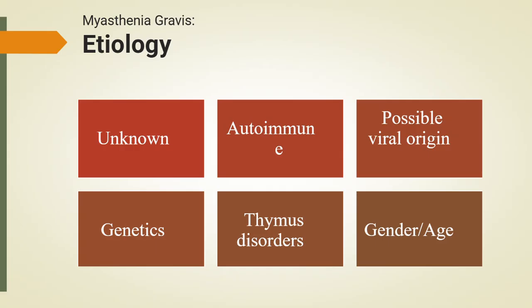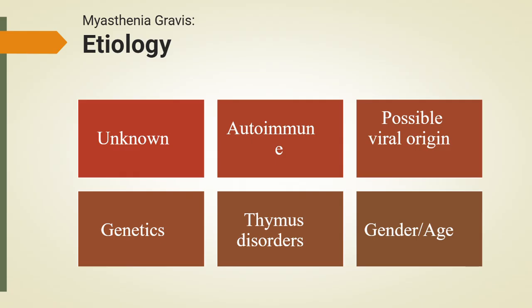Myasthenia gravis is a chronic autoimmune disorder, meaning the body's immune system mistakenly attacks its own tissues, in this case, the acetylcholine receptors at the neuromuscular junction. Although the exact cause of this autoimmune process is still unknown, several factors have been linked to the development of myasthenia gravis. One major factor involves the thymus gland, which is responsible for training immune cells.